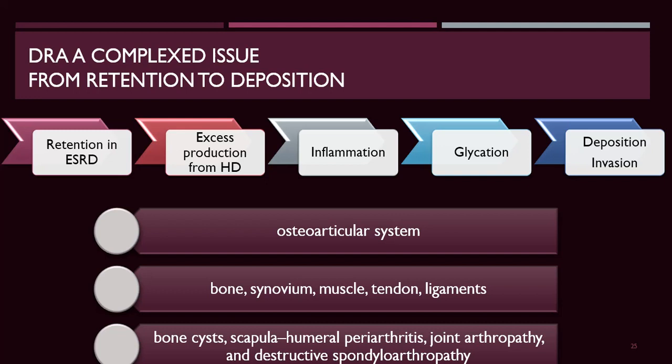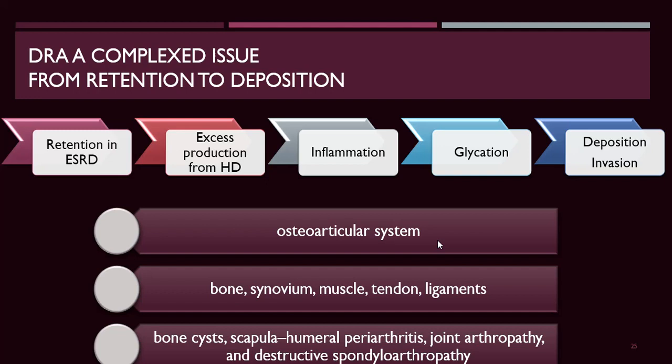So there is the retention and or excess production from inflammation during dialysis. In a patient with chronic inflammation, there is codeposition with glycation end products and metabolic change of the beta 2 microglobulin, then deposition and invasion of the osteoarticular system.